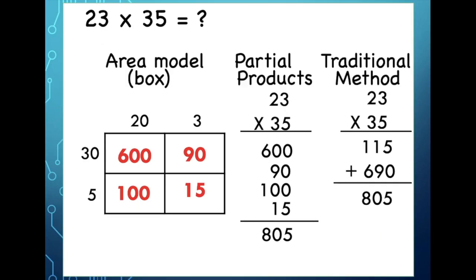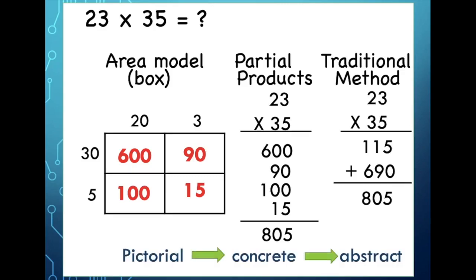Let's compare the three methods. Remember that the students begin with the area model or the box model so they can visualize the steps when they fill in the box. Then they proceed and apply the same ideas of place value in partial products. And then they move on to the abstract, which is the traditional method. We begin with pictorial. We can see the box and know where to place the products. We move to concrete and then to abstract.